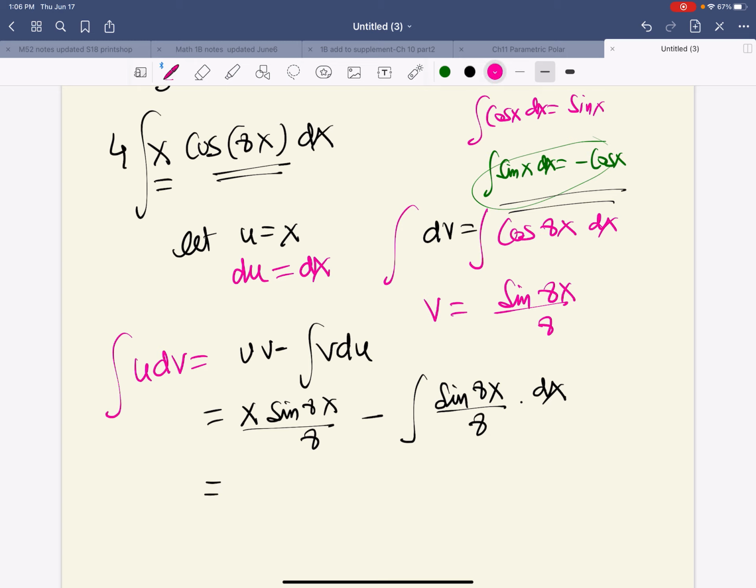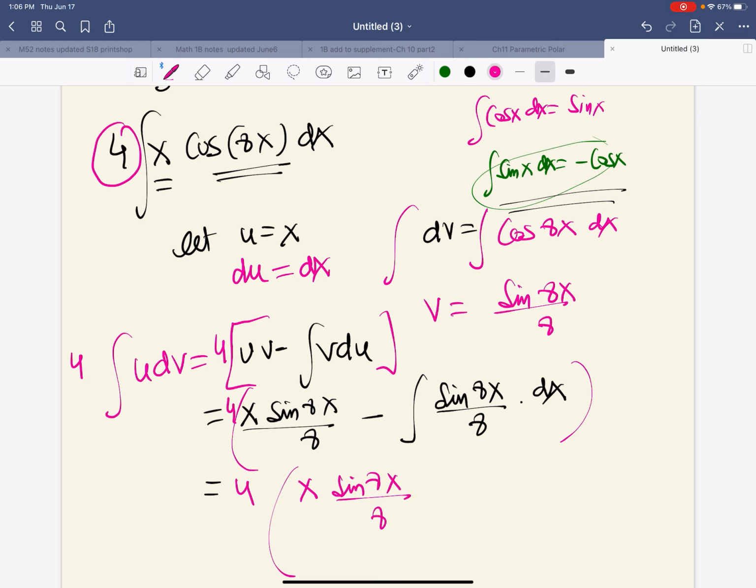I had pulled out a 4 in the beginning, so that 4 is still in the front. So I will multiply everything with the 4. I'm going to clean up inside first and perform the integration, then take care of the 4 there. X sine 8x over 8 minus the integral of sine x, which is negative cosine x, so it's going to make it a positive. And I already have 1/8 in the front. I'm going to be dividing by 8 one more time. Cosine 8x plus a C.